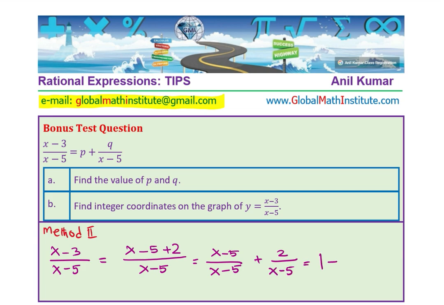Or you can say 1 plus 2 over x minus 5. Do you see that? So again I got the same result, which is p is equal to 1 and q is equal to 2, right?